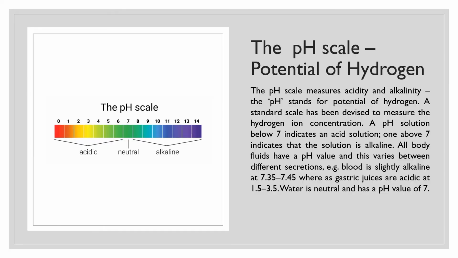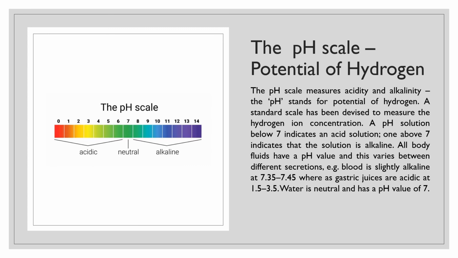Now let's talk about the pH scale and the potential of hydrogen. The pH scale measures acidity and alkalinity. The pH stands for potential of hydrogen. A standard scale has been devised to measure the hydrogen ion concentration. A pH below 7 indicates an acidic solution, and one above 7 indicates that the solution is alkaline.